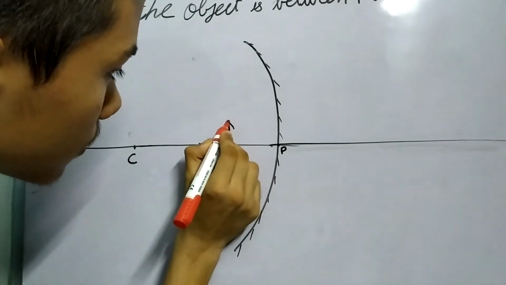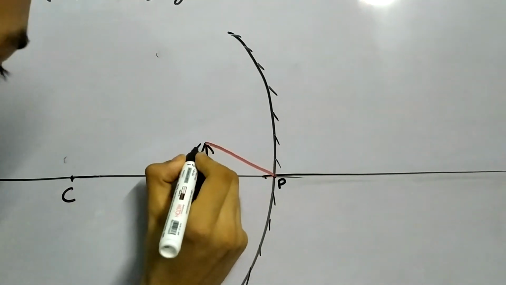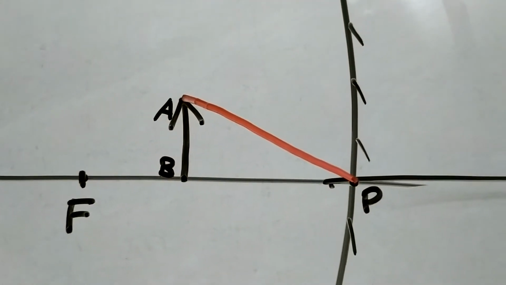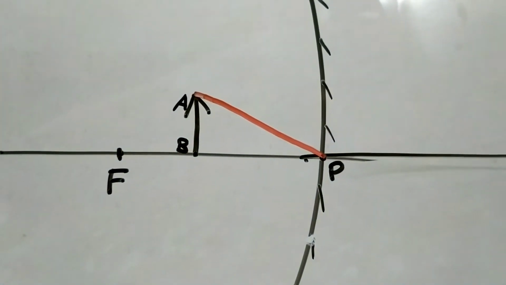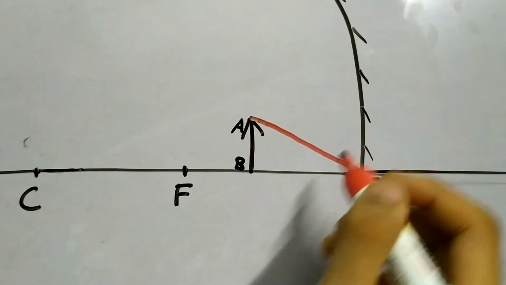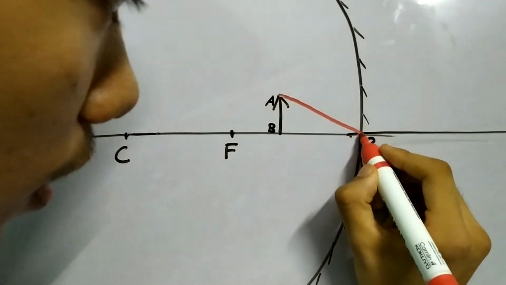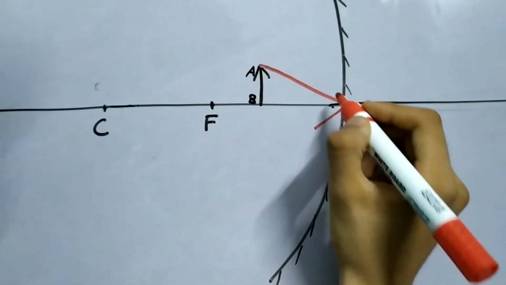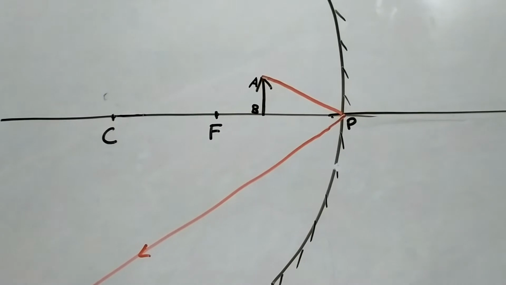If we consider the ray from the top of this object, so from this point A, this is called point B, from A to the pole. Why this? Because we can easily measure the angle of incidence, and again we can use the law that angle of incidence equals angle of reflection, and see how the reflected ray will go. If I draw this, it will go somewhere in this direction.